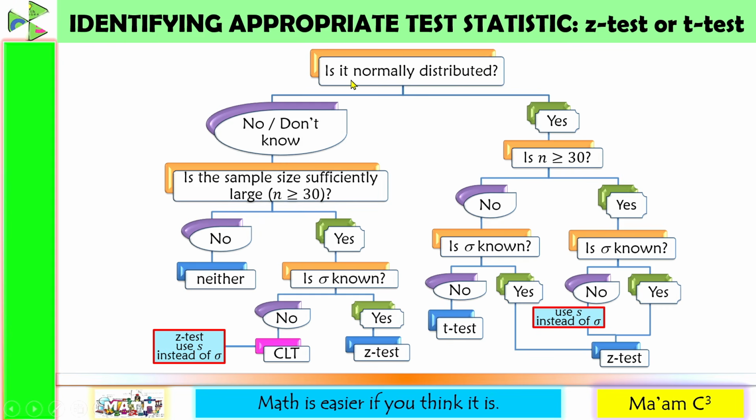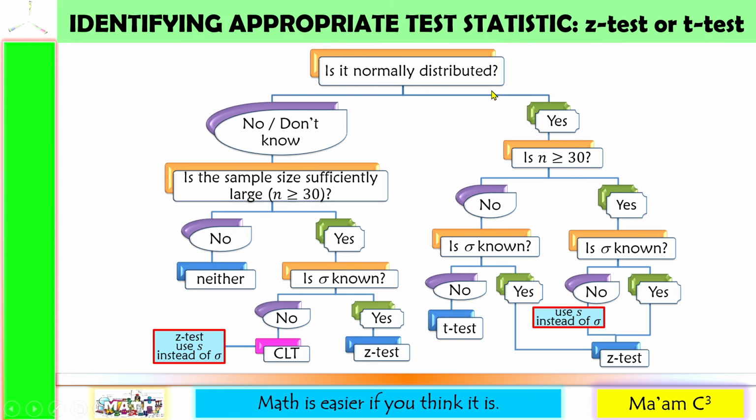Now, how if the distribution is not normal and the sample size is less than 30? Then you can neither use z-test or t-test. So what are we going to use then? We are going to use non-parametric test, which we are going to discuss some other time. For the meantime, we are going to choose between z-test or t-test. Let me emphasize that both z-test and t-test assume normal distribution.